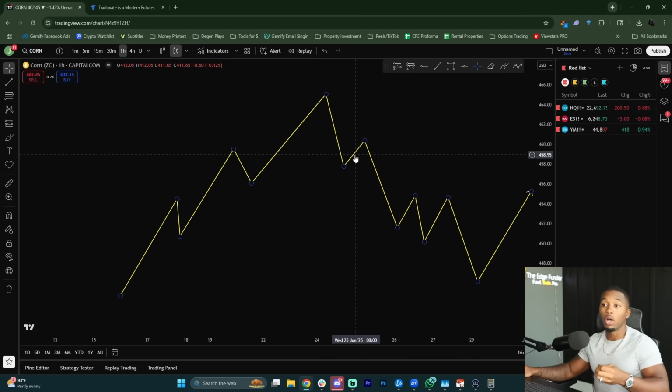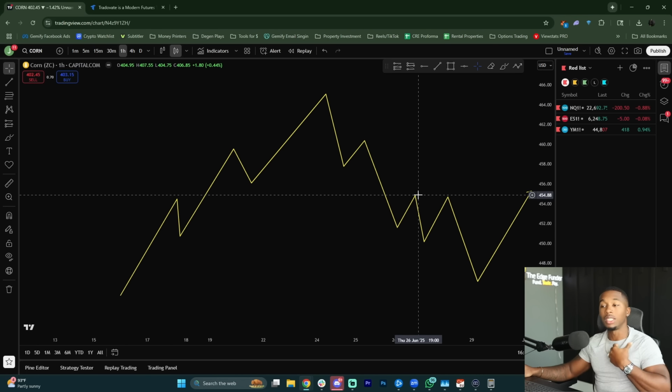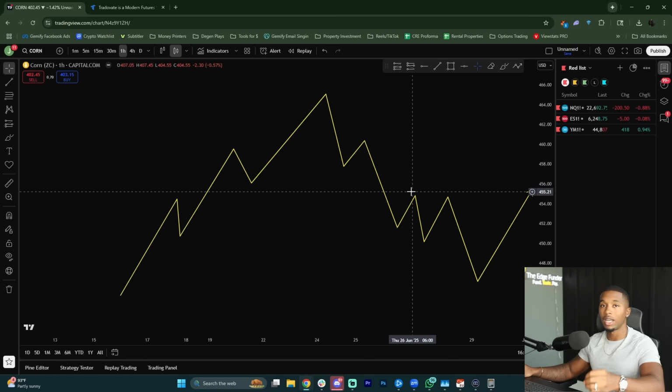Now, if we're making lower lows and lower highs, that's telling us that price is going down. And we want to continue to go in the direction that the market is already going. So we want to only look for sell opportunities or opportunities to hop in sells.